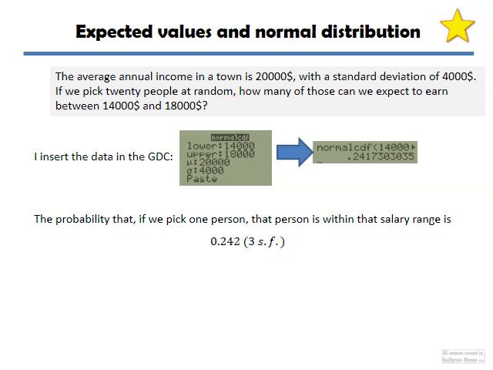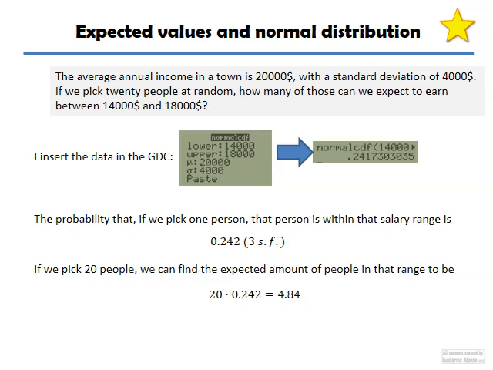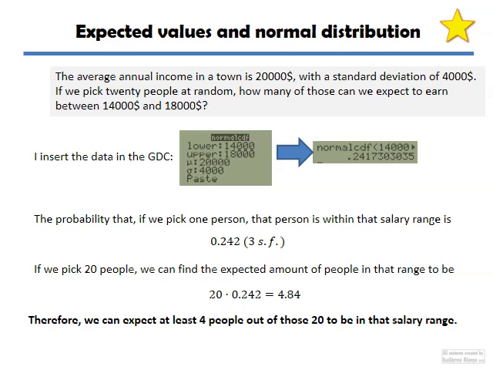So I'm going to pick 20 people. Now, if 0.242 is the probability for each one of them, how do I calculate how many of those 20 people will earn within that salary range? Well, I simply multiply. And I'm going to get 4.84. Now, this always depends how the question is formulated, but my conclusion is that we can expect at least 4 people out of those 20 to be in that salary range. I could say that we can expect 5 people, because of course I'm not going to find 0.84 of a person. So it's going to be 4 or 5. Which one you should choose depends on how the question is asked.